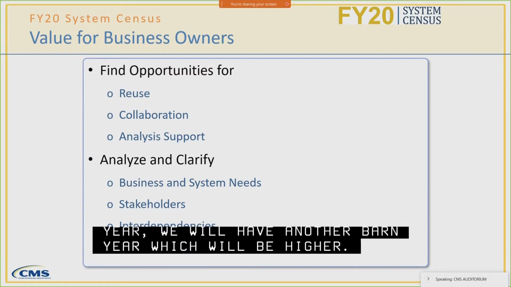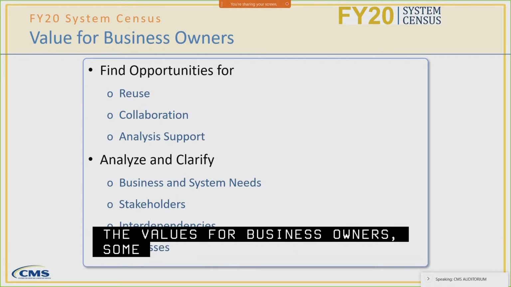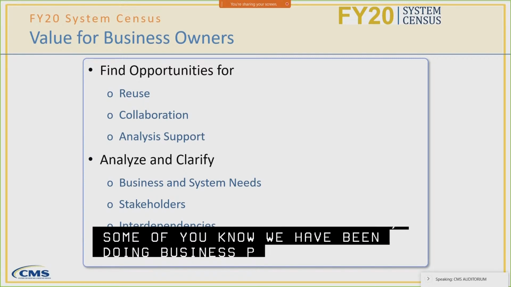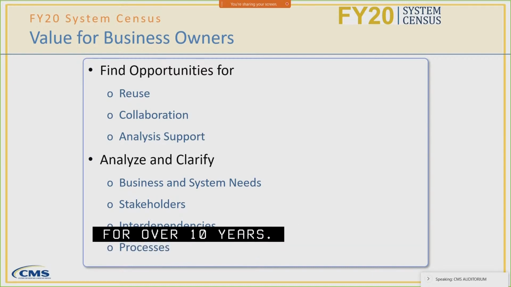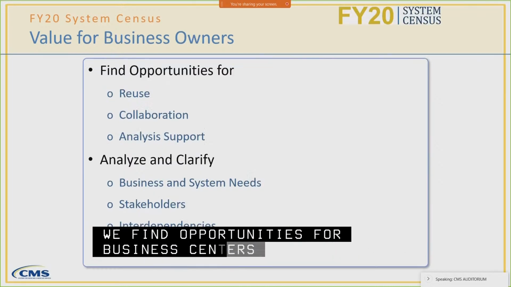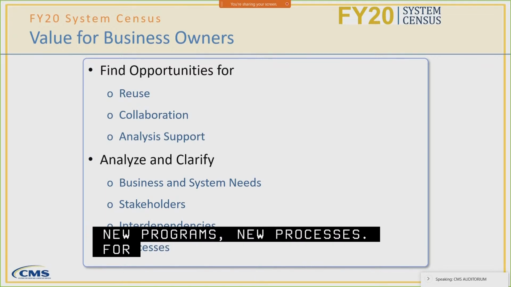The value for business owners: some of you know that we've been doing business process modeling for over 10 years and have 1,400 business process models from CMS's various programs available on our SharePoint site at any time. We find opportunities for business owners that have to set up new systems and new programs and new processes. We can show opportunities for reuse, for collaboration with other groups, and for support.